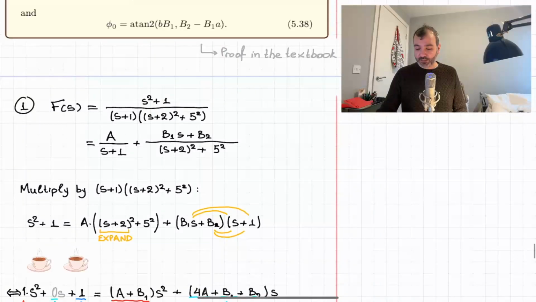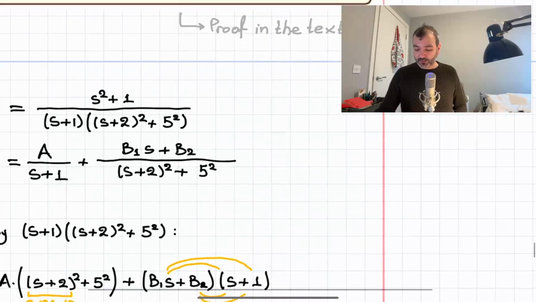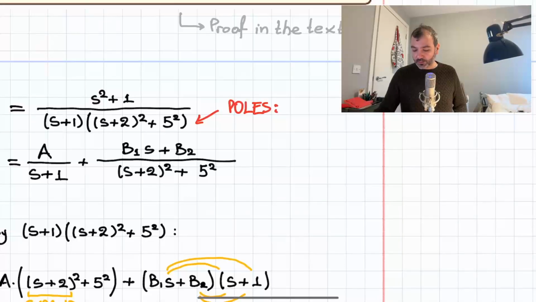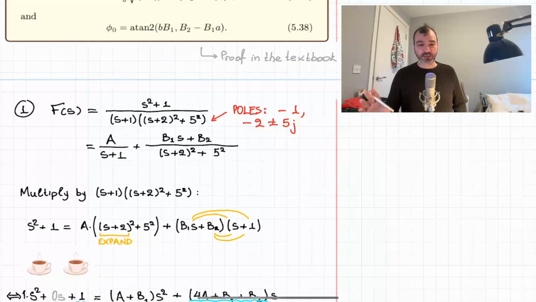Take f of s being some numerator over s plus 1 times what you see here, s plus 2 squared plus 5 squared. This means that the poles of this function are minus 1 from the first term and minus 2 plus minus 5j from the second term. We can say a few things about the inverse Laplace transform of this even before we carry out all the algebra and end up with the formula for the inverse Laplace transform.